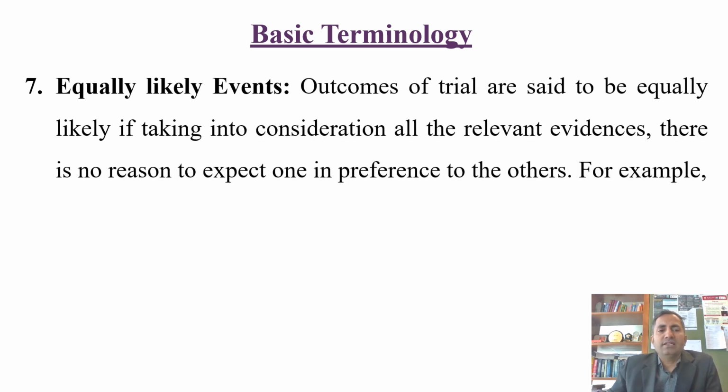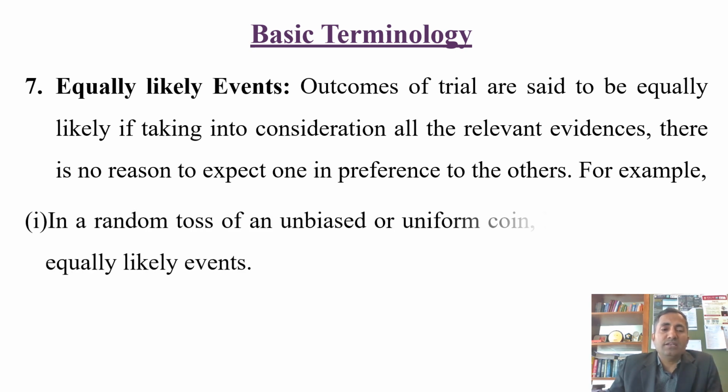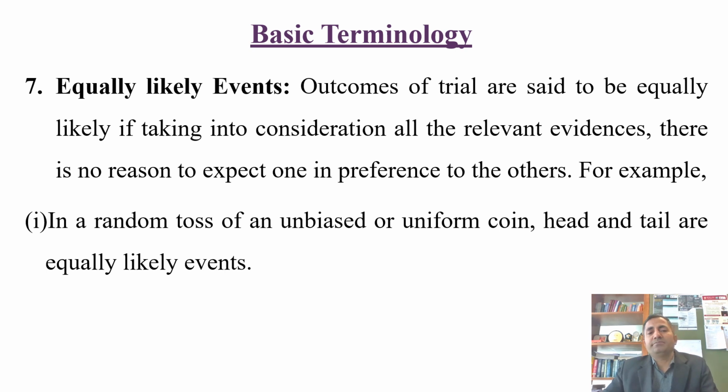Now, equally likely events. Outcomes of a trial are said to be equally likely if, taking into consideration all the relevant evidence, there is no reason to expect one in preference to the others. Suppose you are tossing a coin, so head and tail both have the same possibility to turn, so it is equally likely.